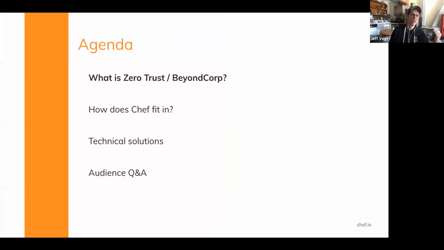What we're going to talk about is, I'm going to give a pretty high level brief of Zero Trust and BeyondCorp. Those are a couple of names that are pretty interchangeable, but they're the patterns that these companies are using on top of typical things like SSO and VPN. Then I'm going to cover how Chef fits into the world of desktop management, which is a key component of Zero Trust. Then we'll get into a little bit of technical solutions, and if I have a demo, we'll get into that. And then we'll have time for Q&A after everything.